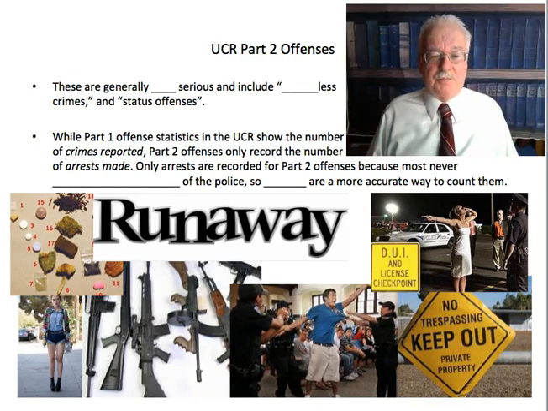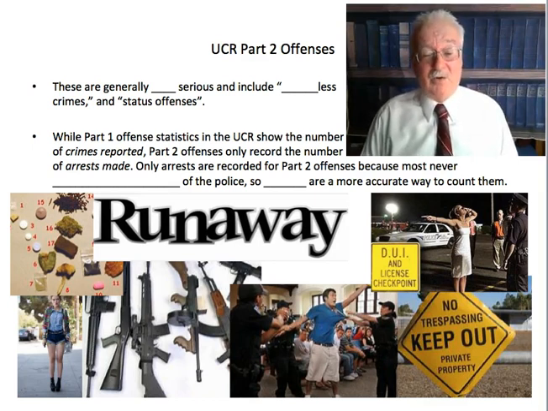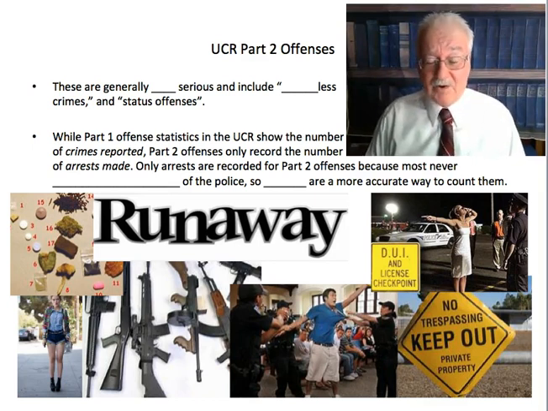Now, while the Part 1 offense statistics in the UCR showed the number of crimes reported, for these Part 2 offenses, they only record the number of arrests made. Only arrests are recorded in Part 2 offenses because most never are known to the police. People don't report that they just bought drugs. Teenagers who drink alcohol don't report that they're drinking alcohol.